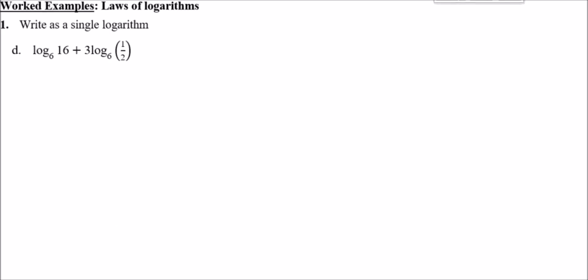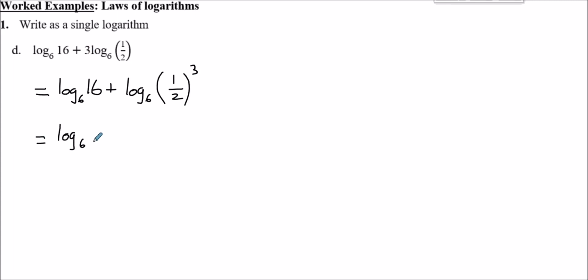And now part D, log base 6 of 16 plus 3 lots of log base 6 of a half. Now what we need to do is rewrite this in terms of a power. So log base 6 of 16, and we write this as a power, so log base 6, put that 3 as a power of a half, so that's 1/2 cubed. Now we can work out what a half cubed is. A half times a half times a half is 1/8. So that's the same as log base 6 of 1/8.